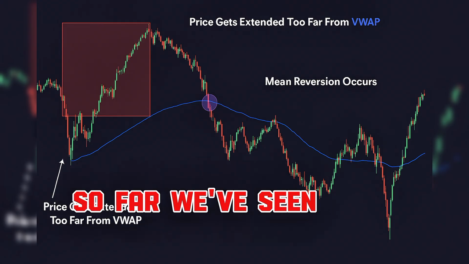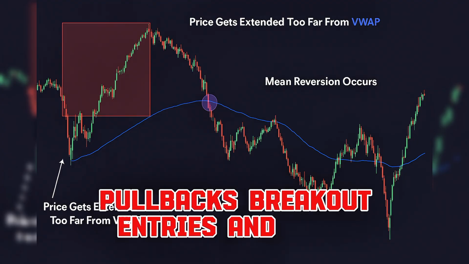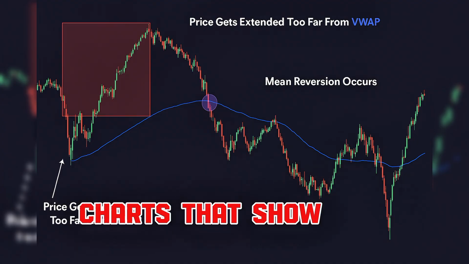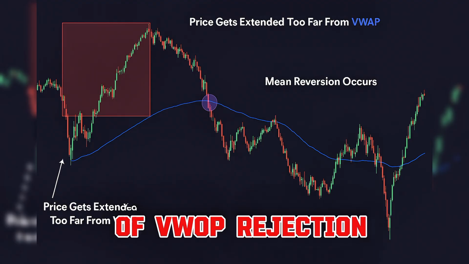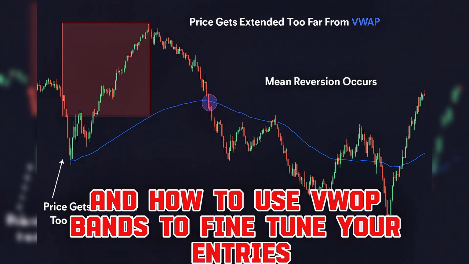So far, we've seen VWAP used in trend identification, pullbacks, breakout entries, and mean reversions. But there's more. Let's look at a few bonus charts that show real examples of VWAP rejection, volume-based trades, and how to use VWAP bands to fine-tune your entries.